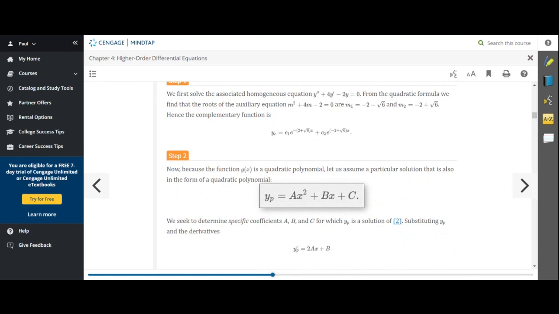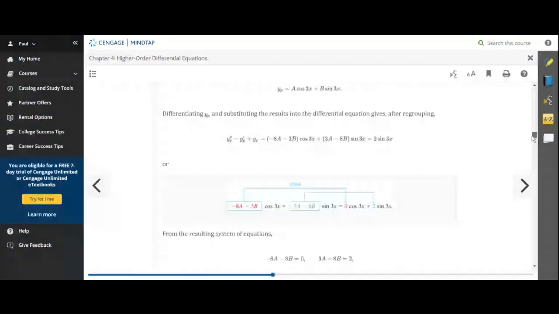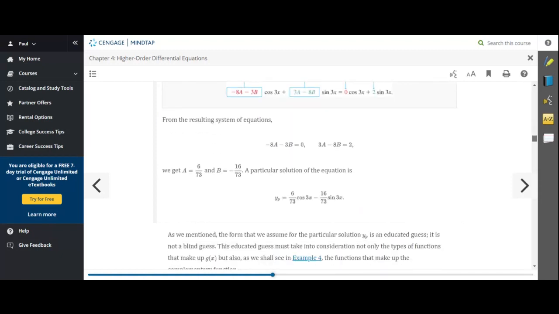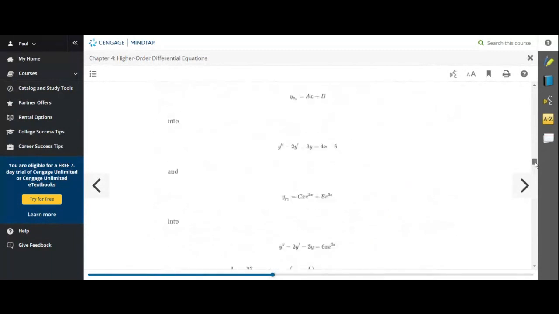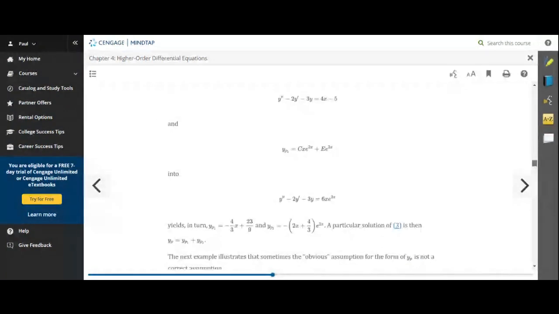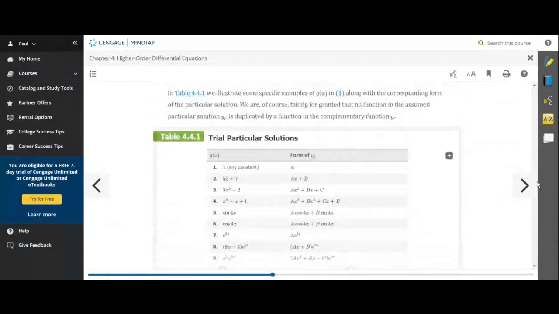Okay, and I'm going to take you through an example. But let me just show you the table first. I'm going to take you through the entire process with another example, but I hope I've whetted your appetite for this table that I'm going to show you, table 4.4.1.